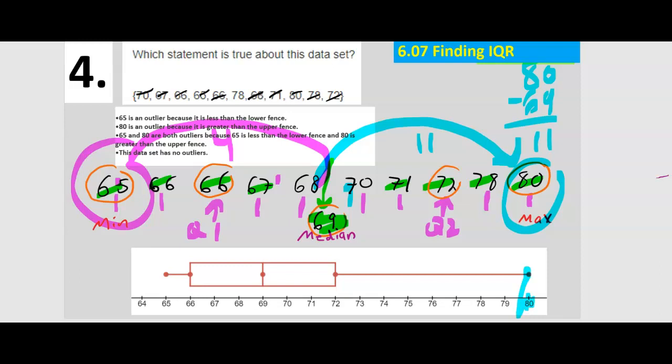Hmm. Yeah, I would think that 78 might be an outlier too. But are they telling us to pick one outlier or two? Not based on these choices, I'm thinking it's just this one right here because it's greater than the upper fence, if we calculated the upper fence. All right.